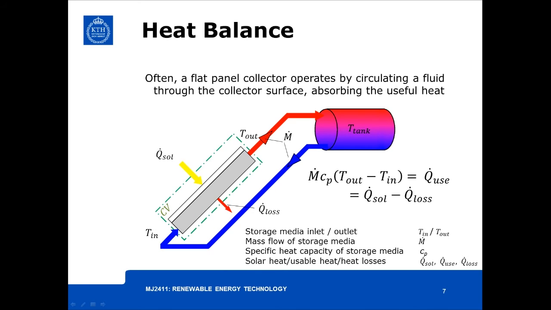If you now look at the flat plate collector only, and not the whole system, so we're drawing the control volume, the boundaries, this time only around the flat plate collector, we can write a different heat balance. We can say that m dot, which is the mass flow through the collector, times Cp times the temperature difference between inlet and outlet, needs to be equal to the usable power, which is, as we have shown before, the difference between the solar input and the losses. With this equation, we can easily calculate the outlet temperature of the flat plate collector.